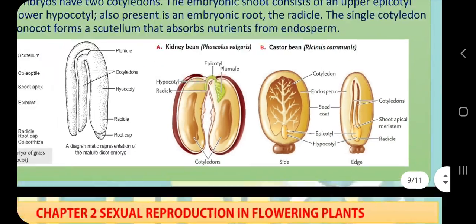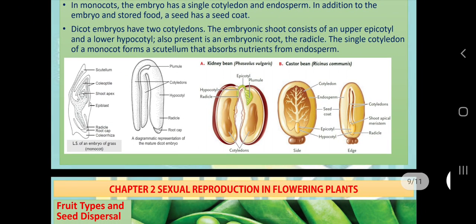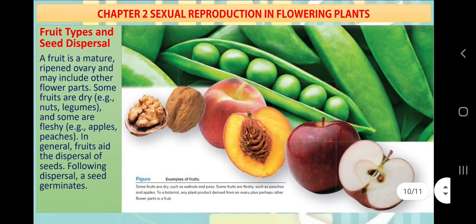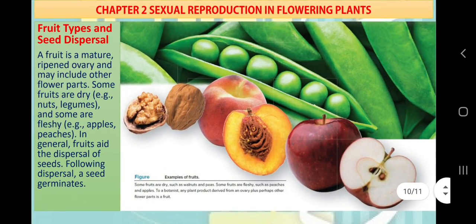So, this is the revision lecture. This is not the in-depth lecture, so I cannot describe everything in detail because this video is going to be 1 hour, a very long video, although it is a revision video. So now I am showing some fruits.